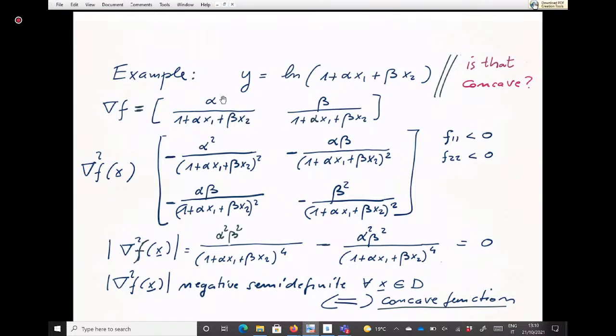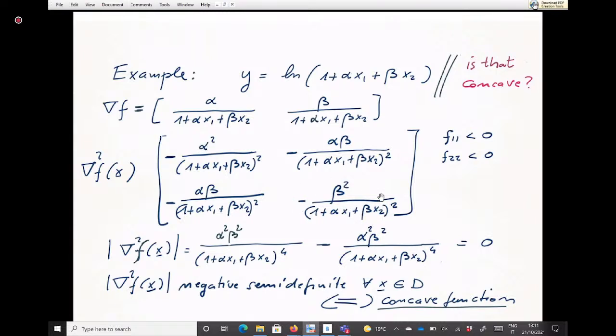The first derivative with respect to x1 is alpha divided by 1 plus alpha x1 plus beta x2. The partial derivative with respect to x2 is beta divided by 1 plus alpha x1 plus beta x2. What are the second derivatives? Pure derivatives, which means compute again the derivative of this one with respect to x1. So you have alpha divided by a function of x1 and x2, so it is minus alpha divided by the same function squared, times alpha, because the coefficient of x1 is alpha. So you have alpha squared here.